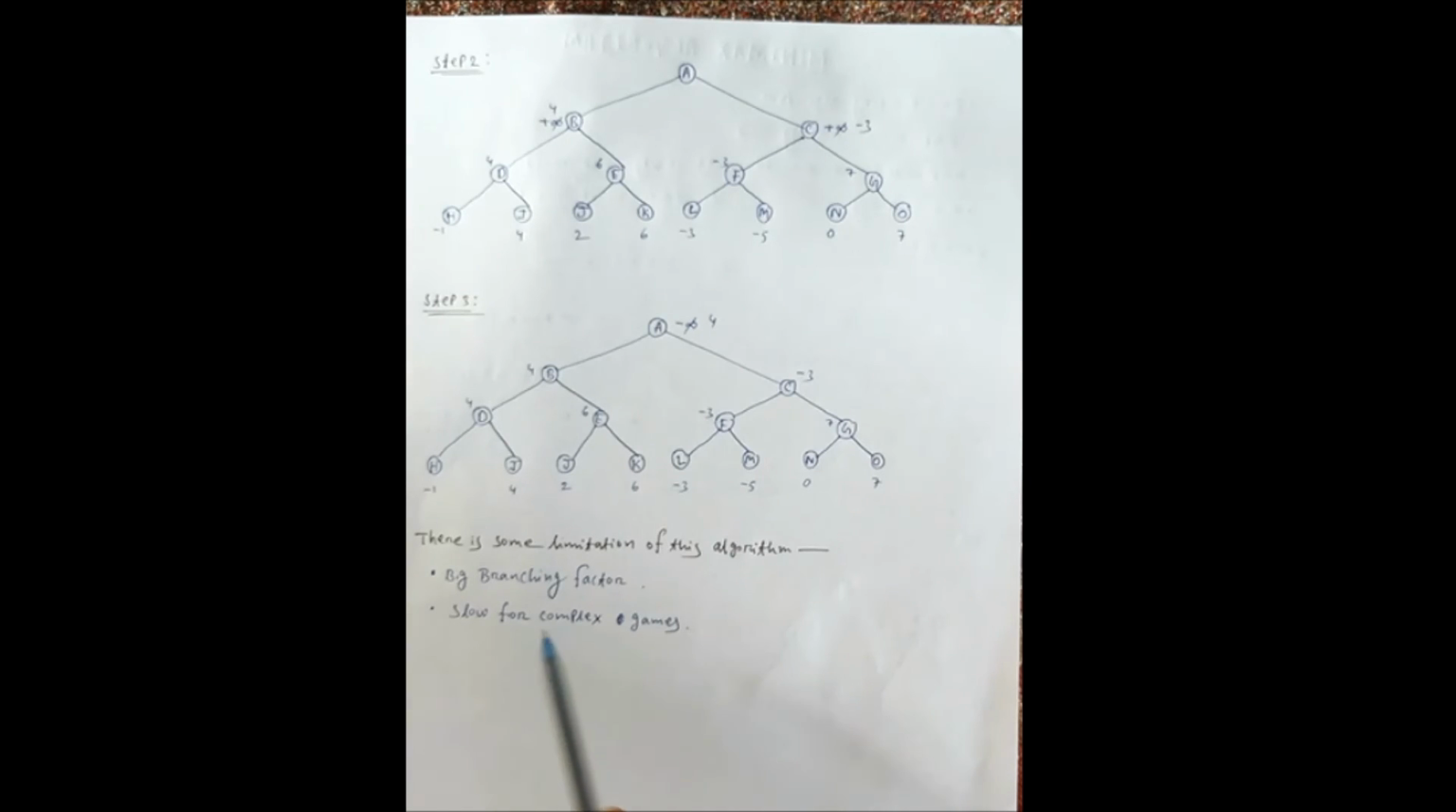And there are some disadvantages of this algorithm, like big branching factor. This big branching factor causes slowness for complex games. The main drawback of the Minimax algorithm is that it gets really slow for complex games such as chess. This type of game has a huge branching factor and the player has lots of choices to decide.